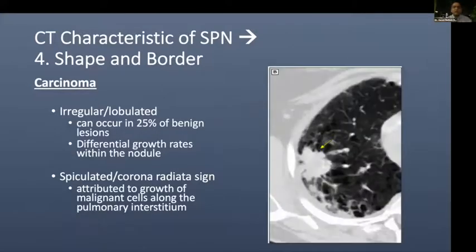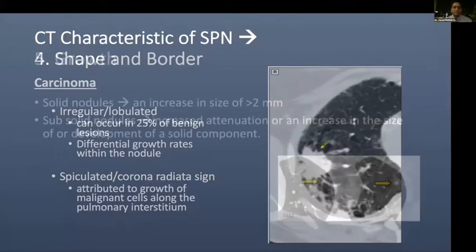Now, carcinomas. I think if I woke everybody up in the middle of their sleep and showed you the scan, immediately I'd say, what is it? And you'd say it's a spiculated lesion. So generally, malignancies have what we call the corona radiata sign. Basically, it's the growth of the malignant cells along the pulmonary interstitium. But you still can have about 25% of lesions that are benign. So that's why it's good to get a complete history from the patient and understand a little bit better before making a decision.